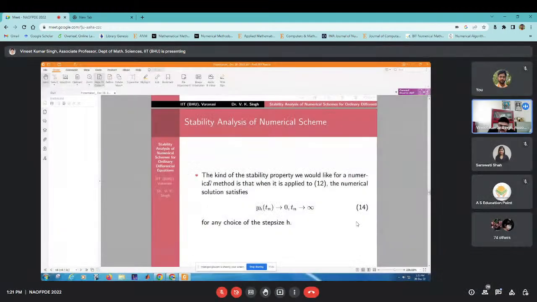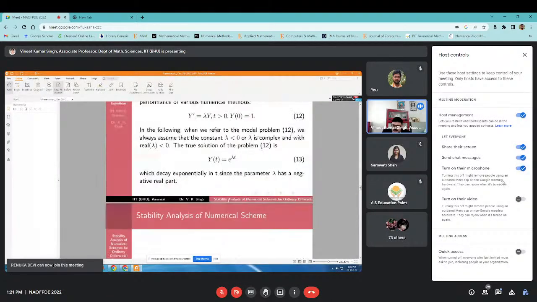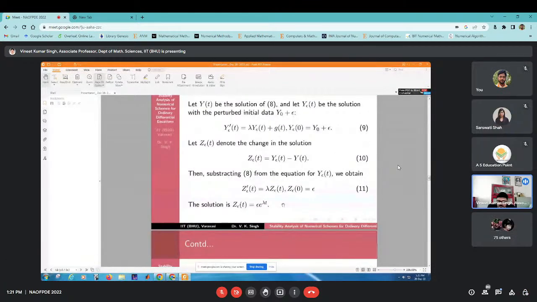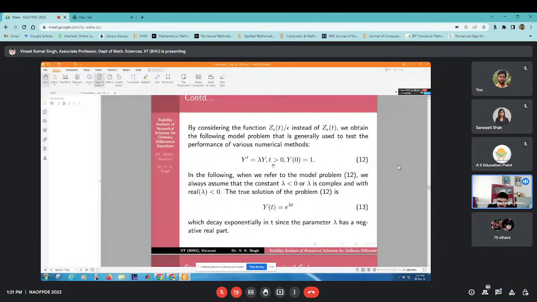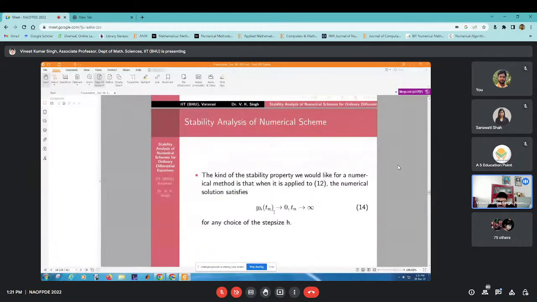The kind of stability property you would like for the numerical method is that when it is applied to problem 12, the numerical solution must satisfy this behavior. Whenever you apply any numerical scheme to the given problem 9, given problem 12, we should get this behavior: y(t_n) should tend to 0 as t_n tends to infinity under any choice of step size h. We should not have any restriction on h.